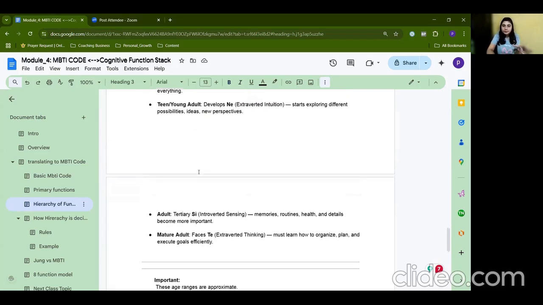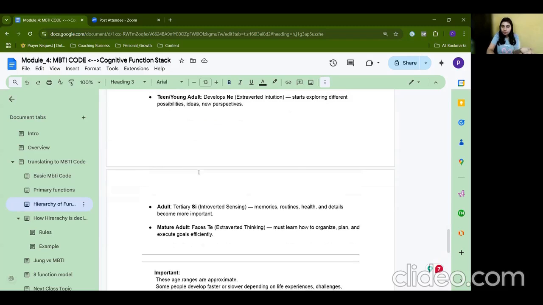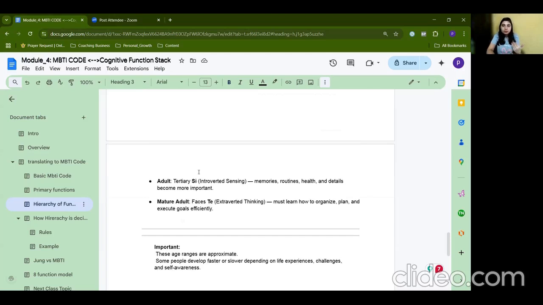All right. Now, after your young adulthood phase is done, when you are in your 25 to 40 adult phase, then you tend to develop your tertiary function. For INFPs, it would be developing a sense of having routines, taking care of your health, being more consistent, and developing attention to detail. And once you're above 40, you tend to naturally develop your inferior function. For INFP, it would be growing their extroverted thinking, which is learning how to organize, plan, and execute goals efficiently.